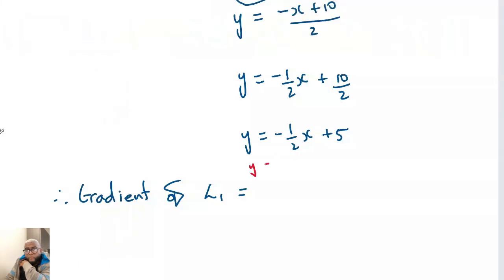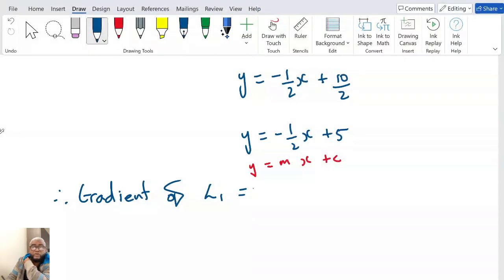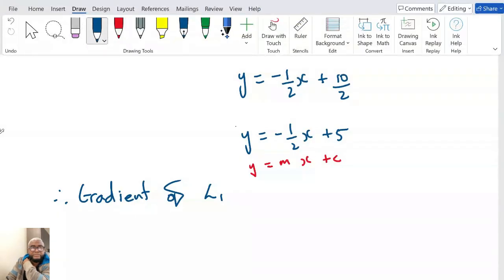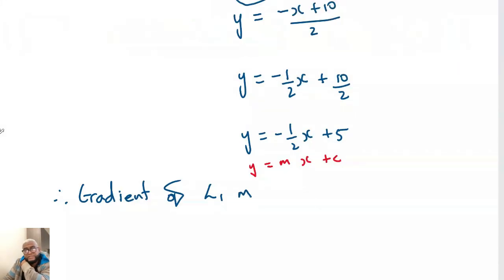Because this is in the form, put this in red ink. This is in the form y is equal to mx plus c. M is the number in front of x. Okay? So, y is equal to mx plus c means that m is equal to negative a half. That's the gradient for L1.